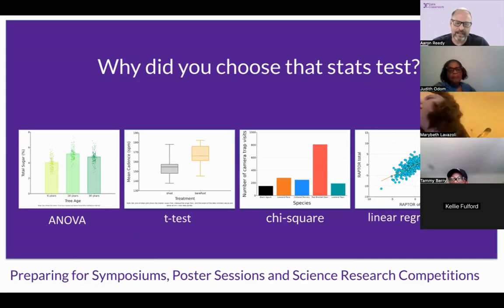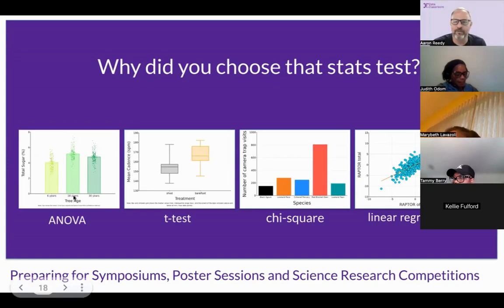They might say something like, hey, I see that you did a t-test there. Why did you choose that test? Or I see you did a chi-square, or I see you did an ANOVA. Why did you choose that test? And I think for any of these stats tests, it comes down to a very simple algorithm that's based on what kind of variables you had for a given test.